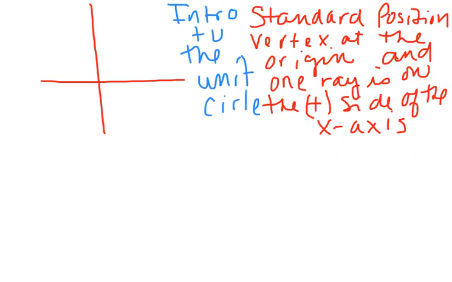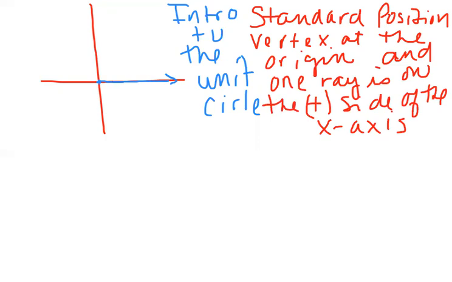All right. So guys, I am going to go ahead and get started by defining some terms, okay? So the first thing we need to define is the standard position of an angle. When we're looking at the standard position of an angle, guys, we're looking at an angle that has its vertex at the origin, right here, okay? And one of the rays is on the positive side of the x-axis. That's the positive side of the x-axis, that's one of the rays.